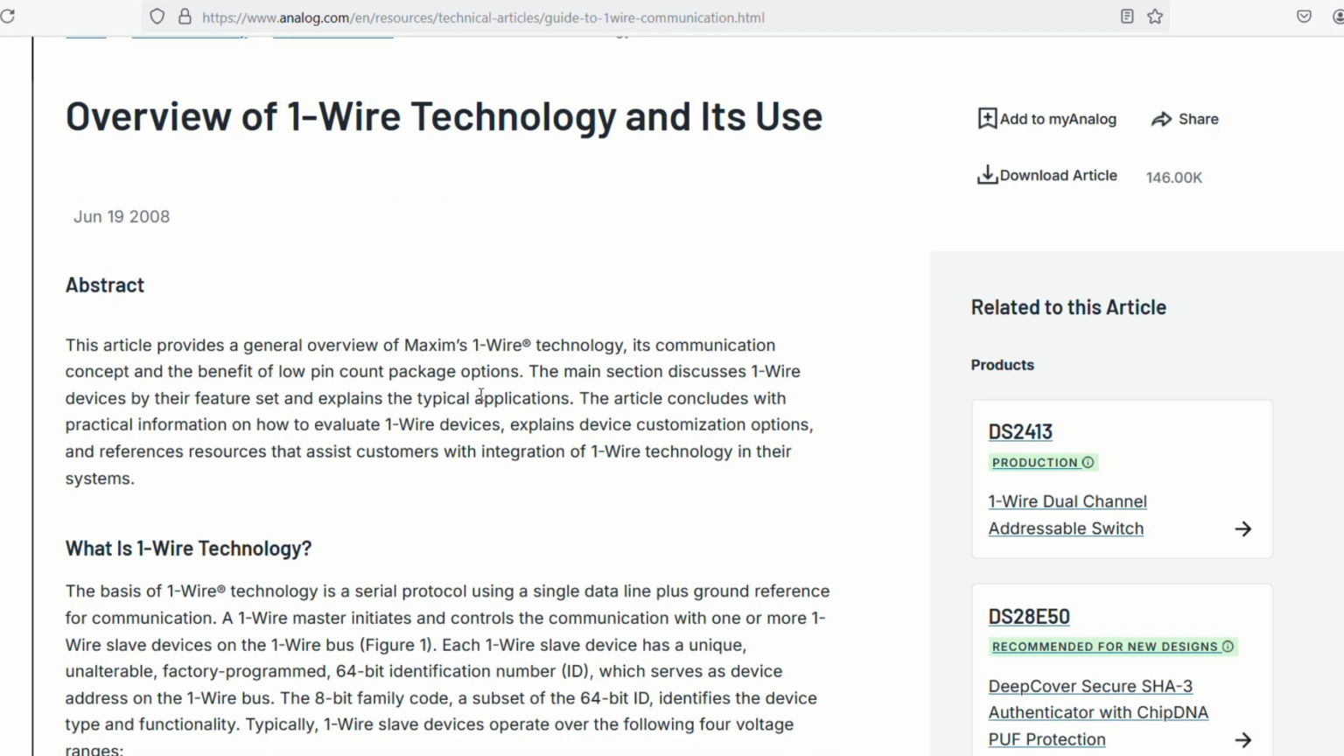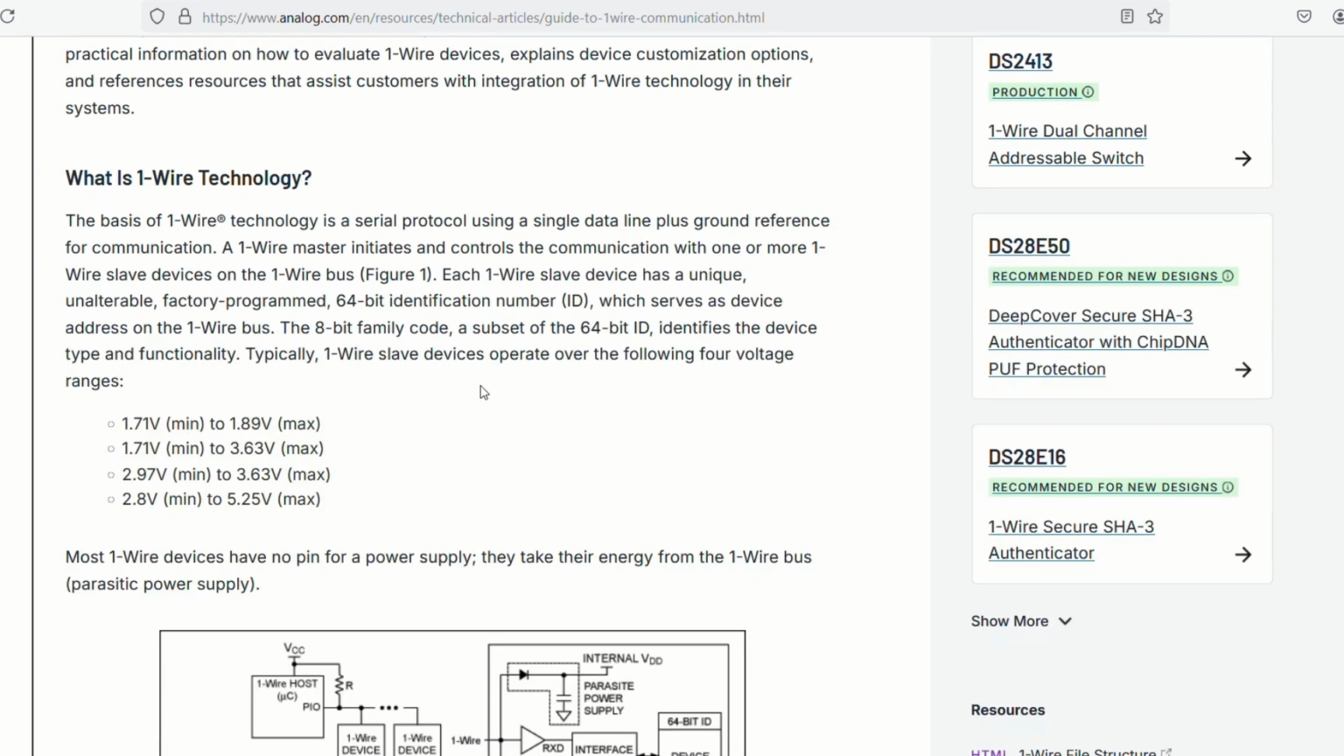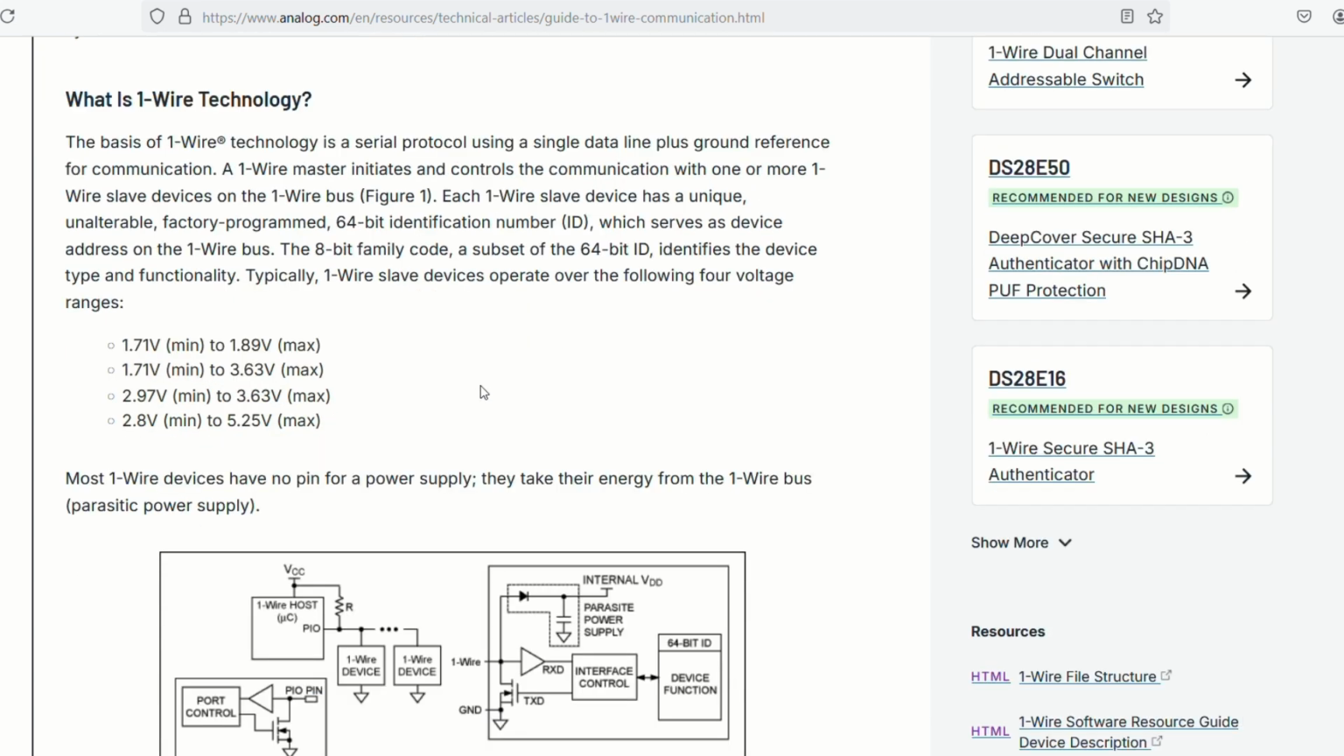So today our point of discussion would be a one wire based temperature sensor, and we'll be integrating that with our ESP32 using our ESP-IDF platform.